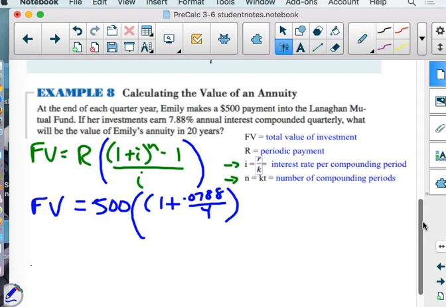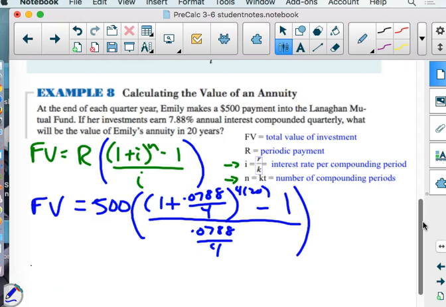Quarterly for 20 years. So you could write down 4 times 20 up here. I'm going to, because I want anybody that's looking at the notes to know where that came from. But most of the time, you can just calculate that in your head and say it's going to be 80 time periods. So that's what we're going to have. And then we have to subtract a 1 from that. And on the bottom, our 0.0788 divided by 4 again.